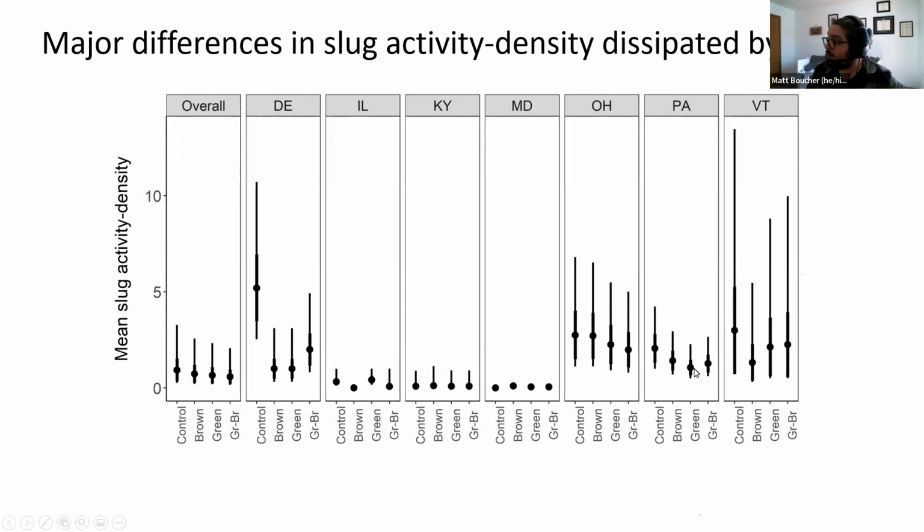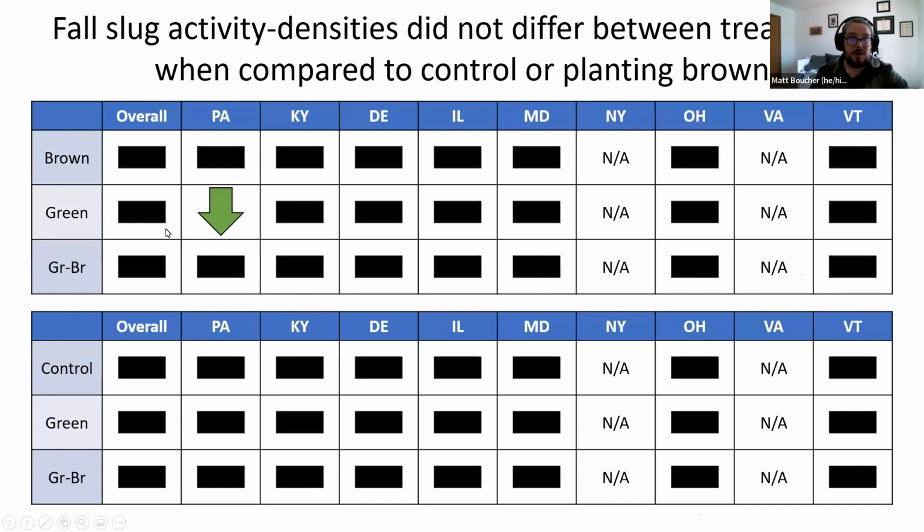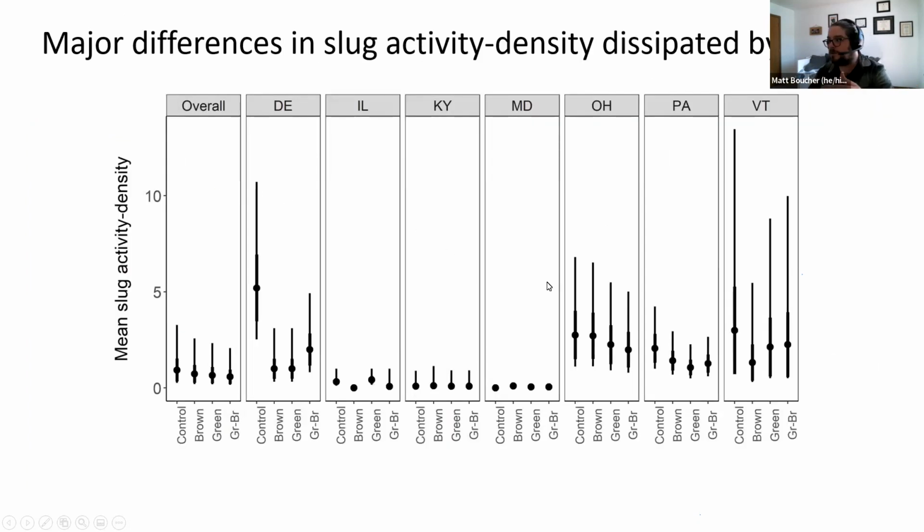So the slug activity density in the fall in Pennsylvania is not as high. And not only is it not as high, it's significantly lower than your control here. And so that's what this arrow indicates. And so what this data across the board tells you for the fall is that the differences in slug activity density between the treatments, including the control, essentially dissipate over time.